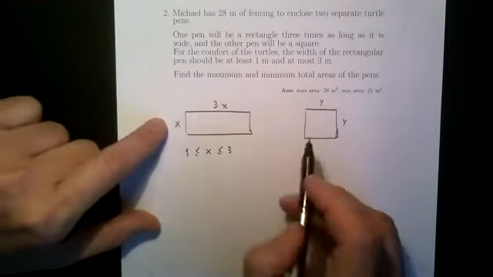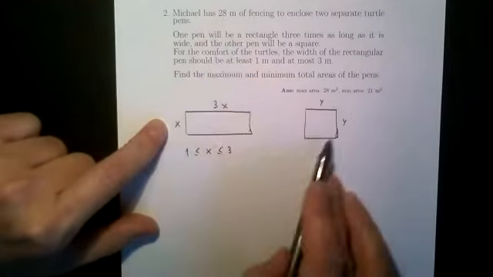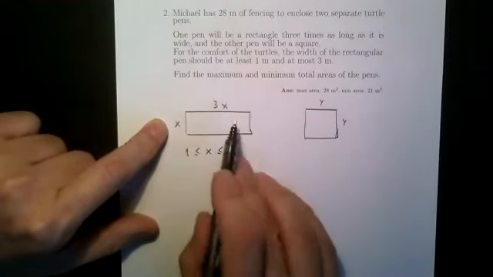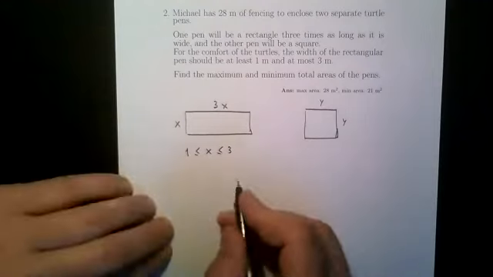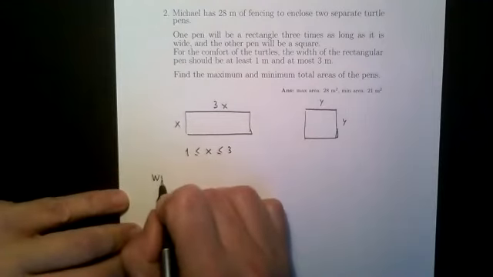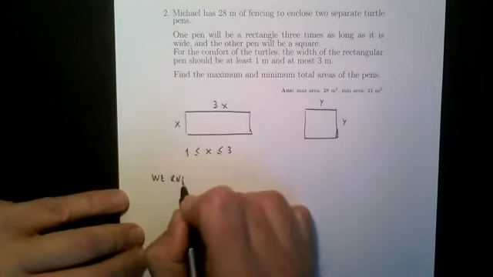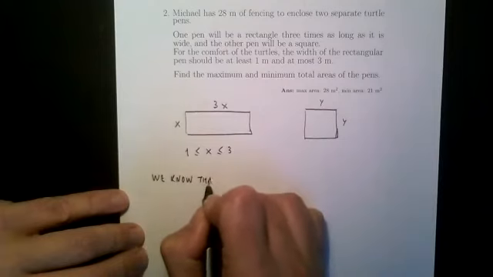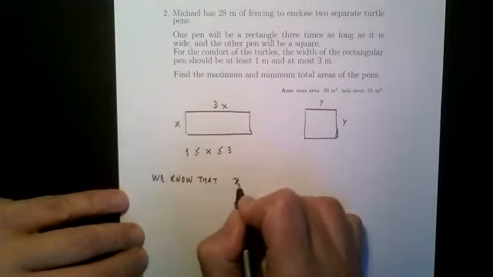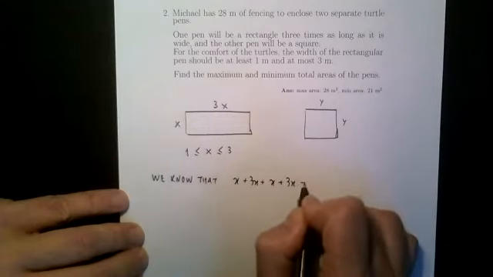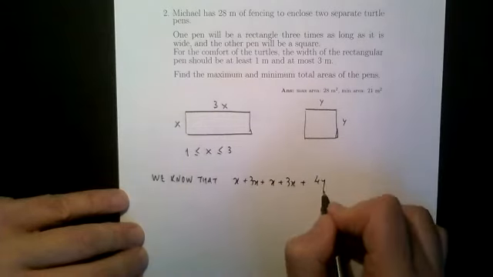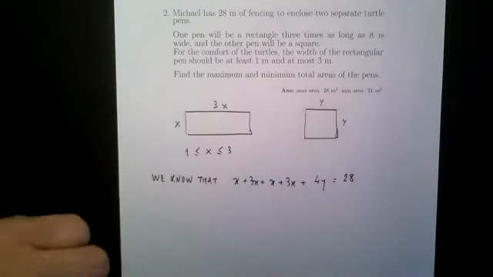Okay, so what's given to me? The total perimeter is 28 meters. So 3x plus 3x plus x plus x. So I'm going to write this here. So we know that x plus 3x plus x plus 3x plus 4y has to equal 28.